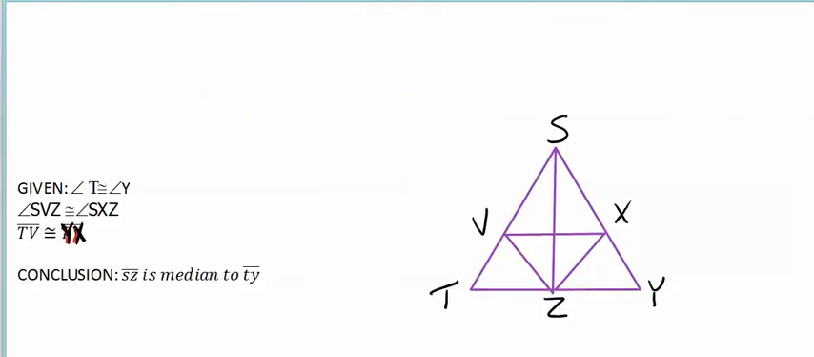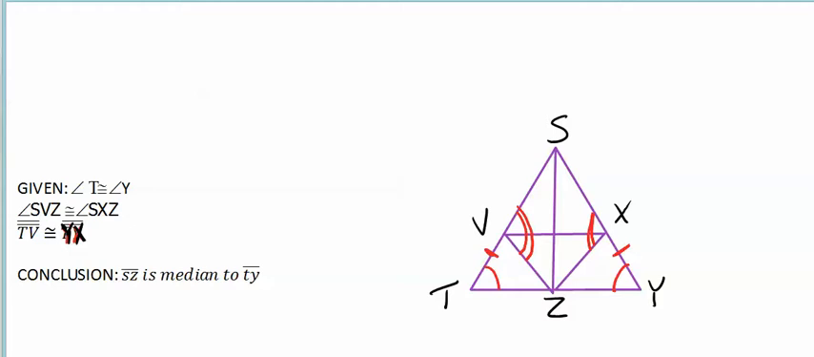Let's look at our first proof. Given angle T is congruent to angle Y, angle SVZ is congruent to angle SXZ, and that TV is congruent to YX, we need to conclude that line segment SZ is a median to line segment TY.